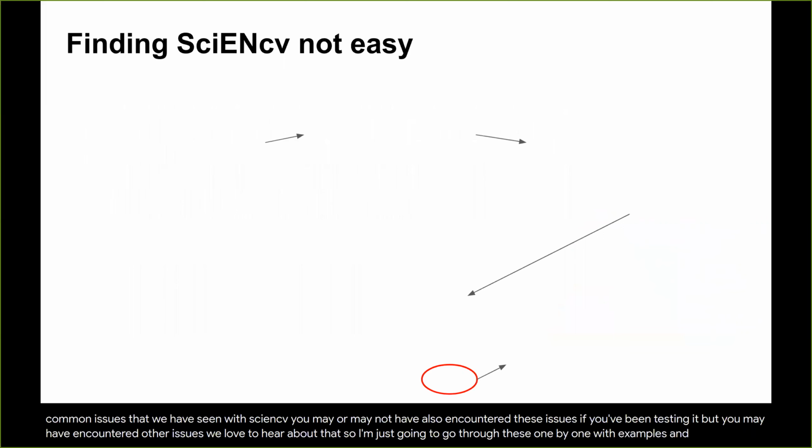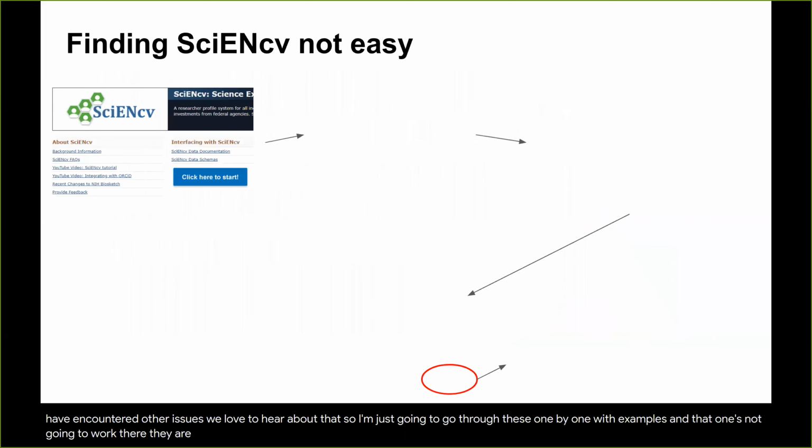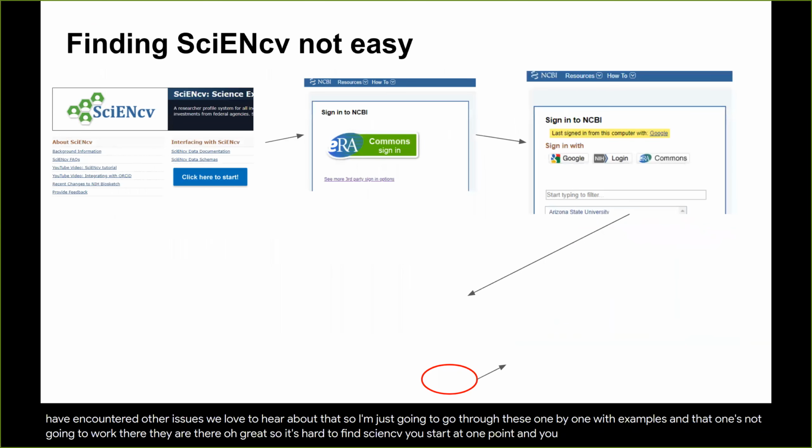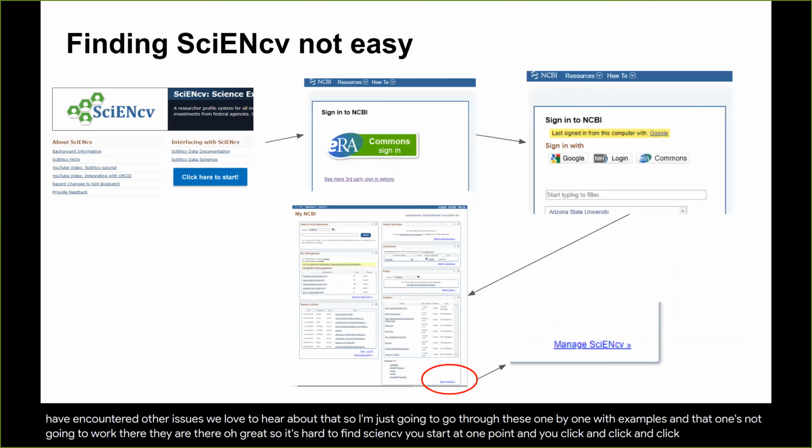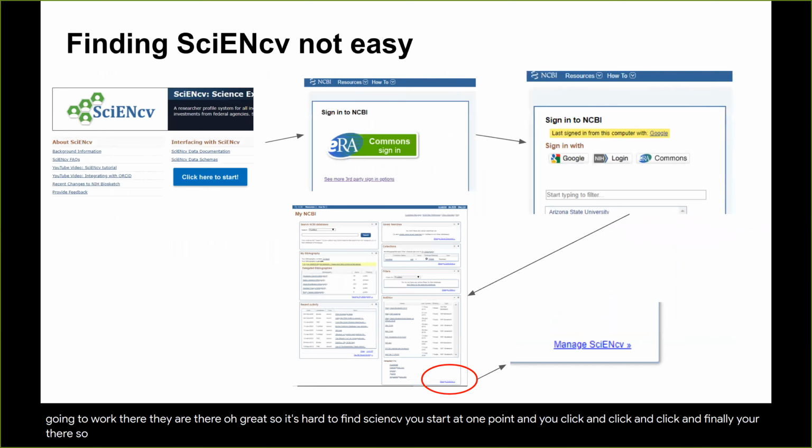So it's hard to find SciENcv. You start at one point and you click and click and click, and finally you're there. So orienting people to this issue is definitely a point of confusion.